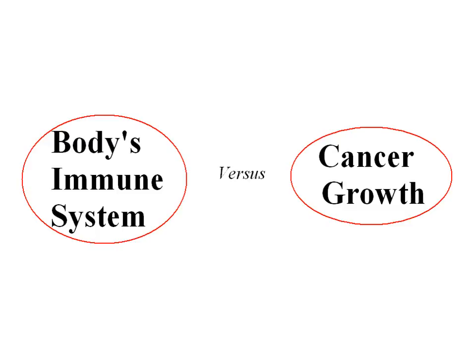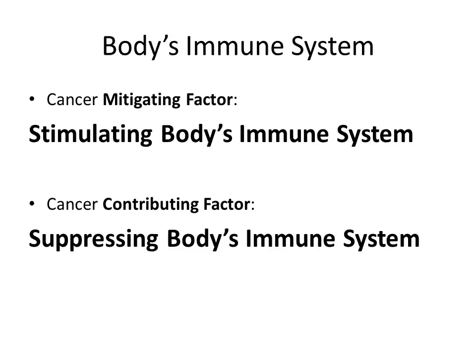Let's have a look at our body's immune system. Stimulating the body's immune system will give us a better chance to fight the cancer. This is a cancer mitigating factor. Suppressing the body's immune system will give us a worse chance to fight the cancer. This is a cancer contributing factor.